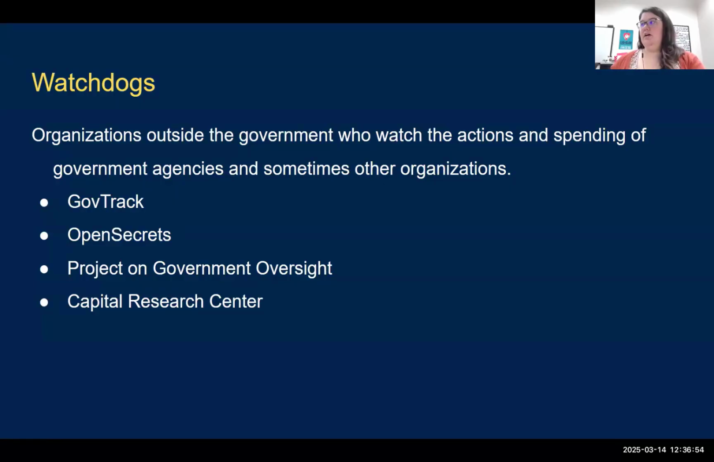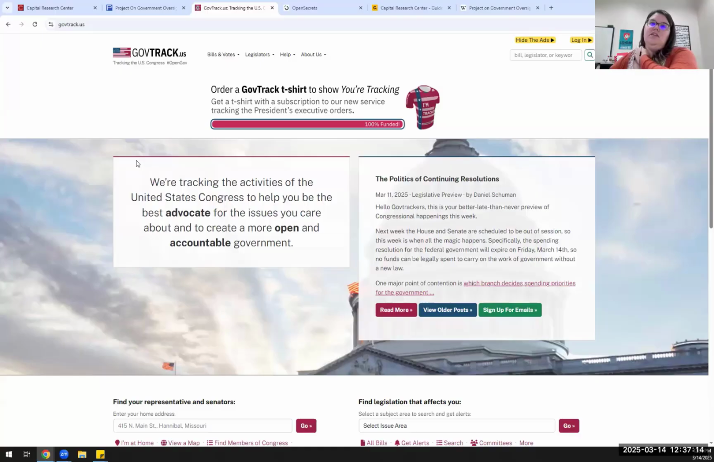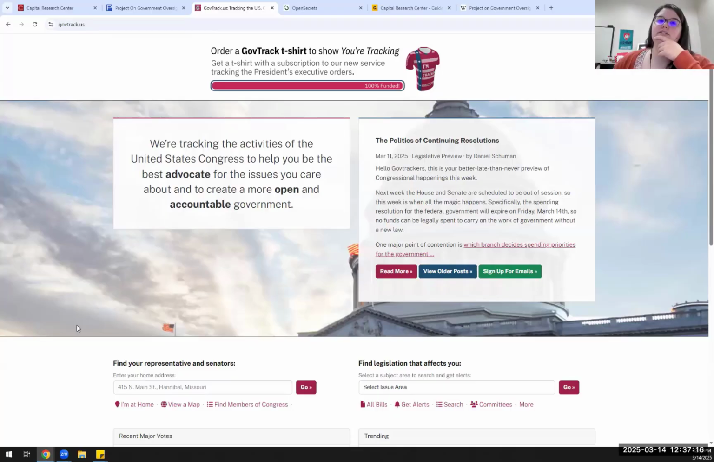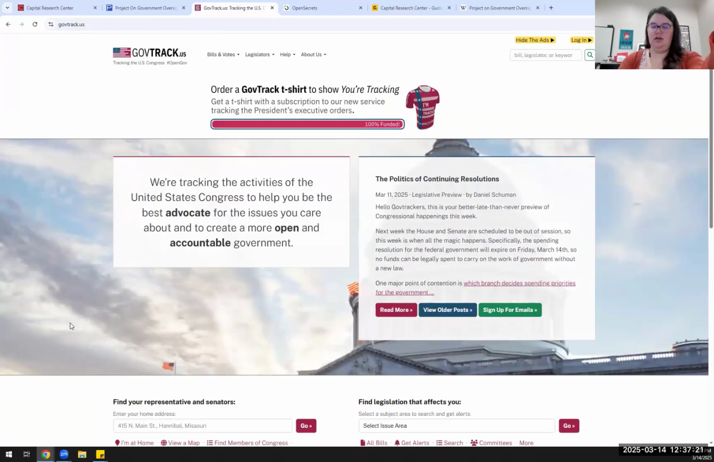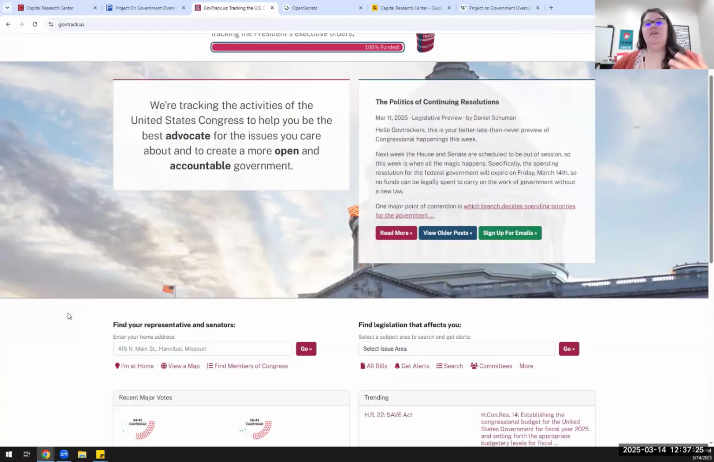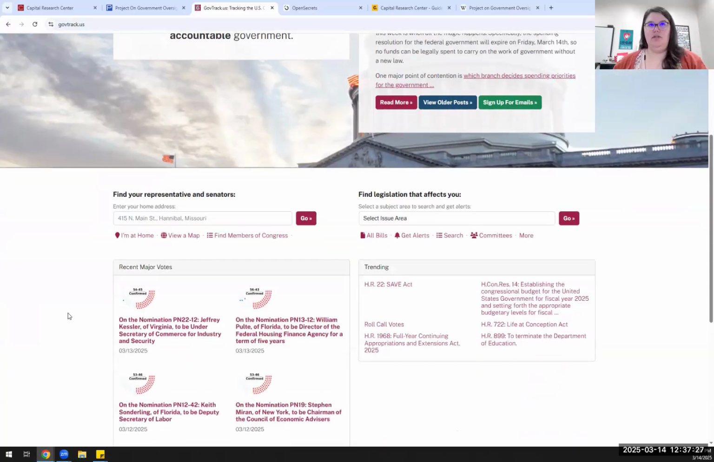So we're going to start with GovTrack. This is a way to look for legislation. We saw congress.gov, right? You can look for bills and you can look for other things. Sometimes you want to see information about your particular constituent.